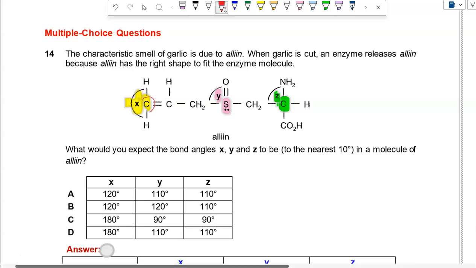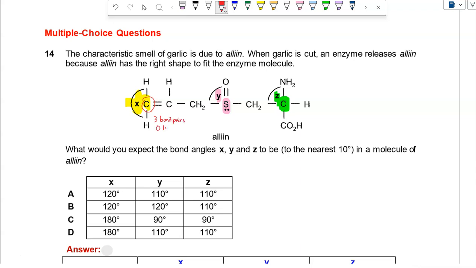So if you take a look at the carbon highlighted in yellow, to determine the bond angle, we can first count the number of bond pairs and lone pairs. So on this carbon, you can see there's 3 bond pairs and 0 lone pairs. Because you can see that the carbon clearly forms 4 bonds, 1 bond, 2 bond, 3 bond, 4 bonds. A quick recall, your double bonds and single bonds are also considered as 1 bond pair. So in this case, the shape around this carbon will be trigonal planar, based on VSEPR theory, and therefore 120 degrees.